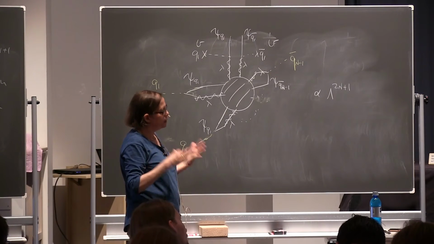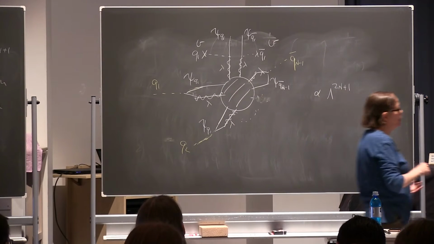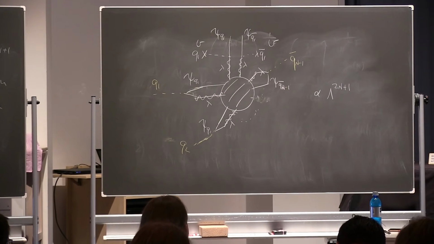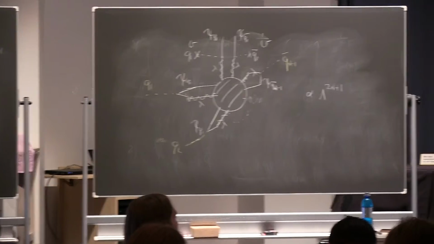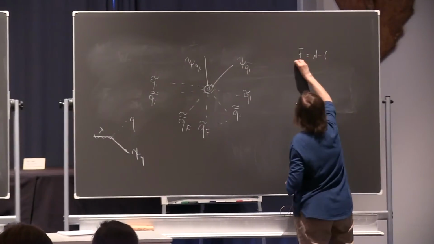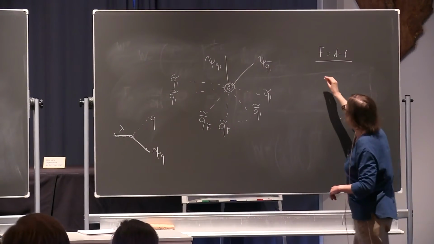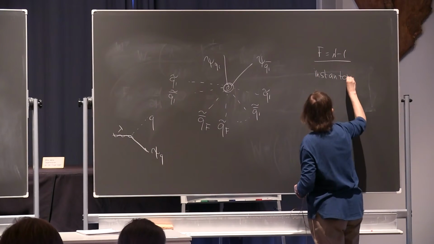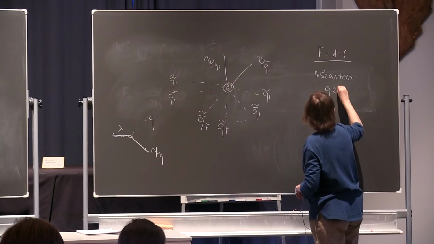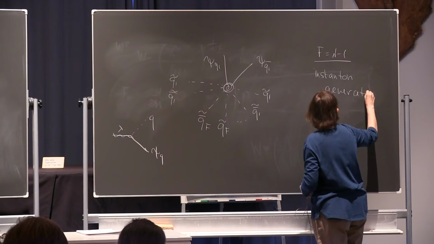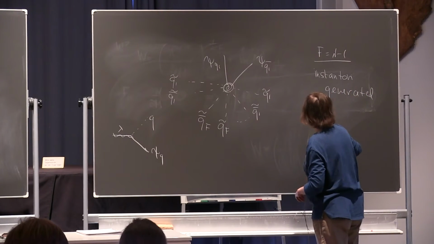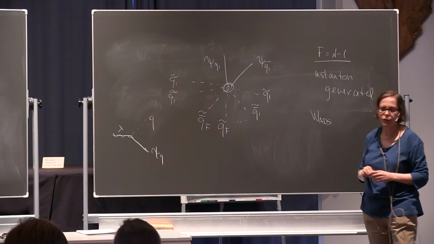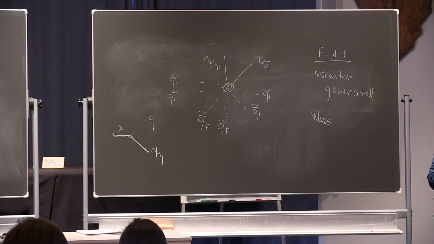So what have we seen? We have seen that for this special case of f equals n minus 1, the instanton generates this ADS superpotential that we saw.